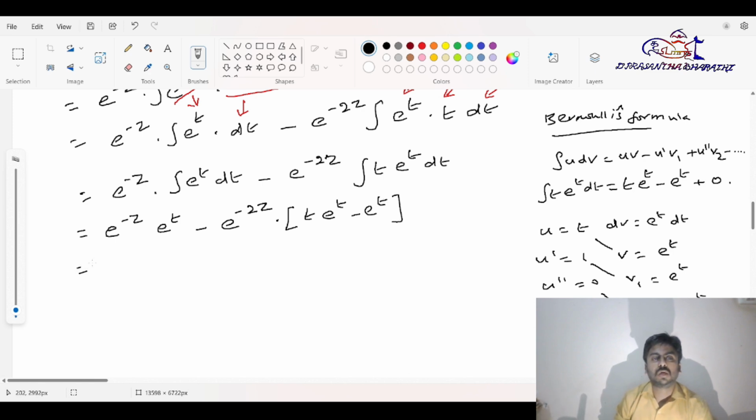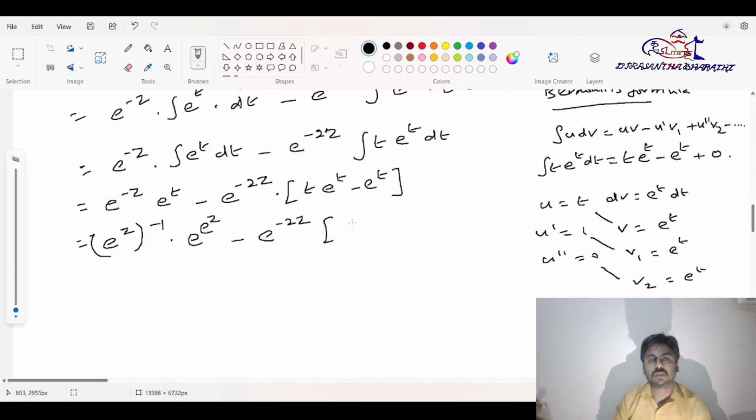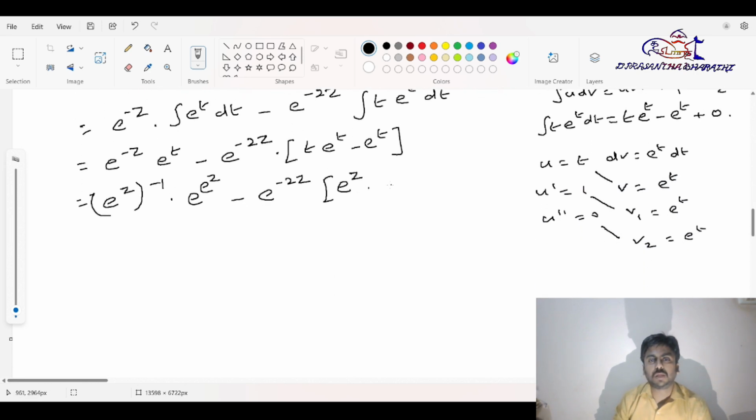Now I am going to replace all my substitutions. This can be written as (e^z)^(-1). This e^t is what? e^z. Minus e^(-2z) into what is t? We have substituted just before t equal to e^z. So t equals e^z, and e^t equals e^z. Now what is e^z? x equals e^z. So the inverse of e^z is e^x, equal to e^z, right?